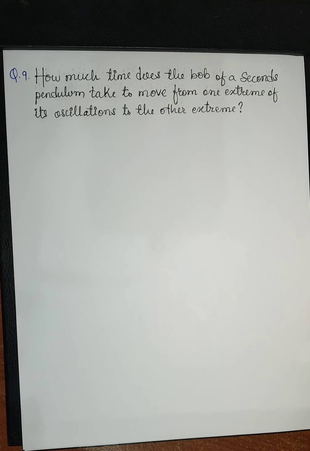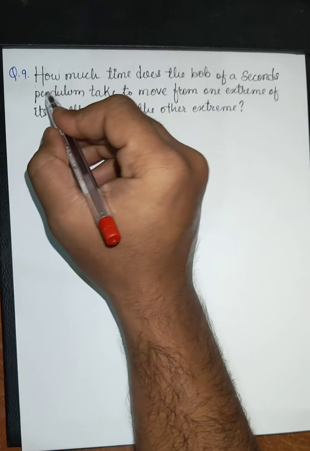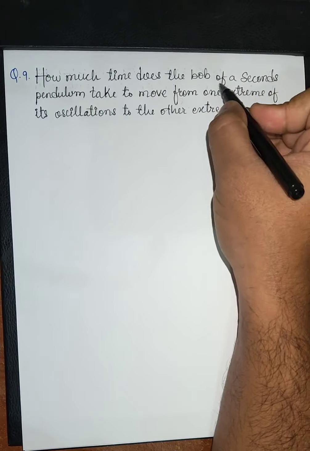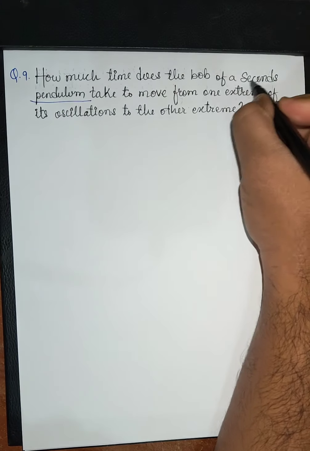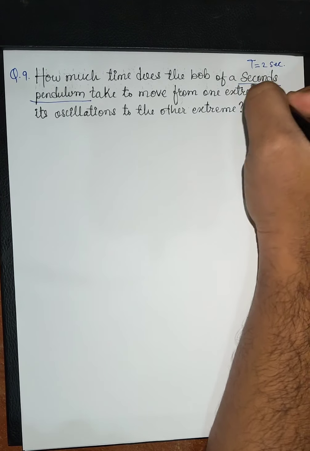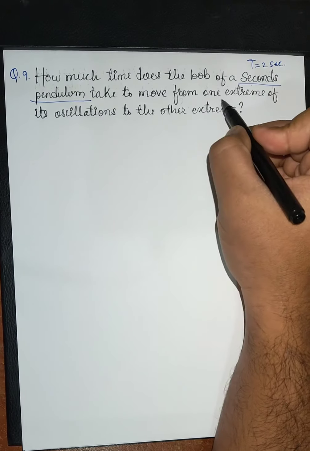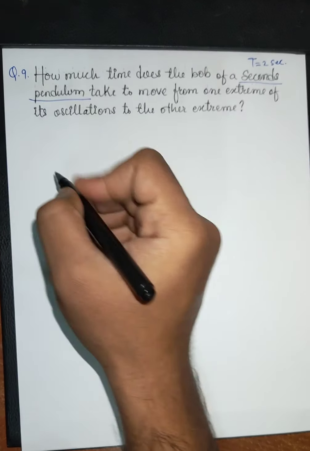Now the last question of the measurement 1C unsolved numerical. The question says: how much time does the bob of a second's pendulum, that means T equals 2 seconds, the complete oscillation time is equal to 2 seconds, take to move from one extreme of its oscillation to another extreme.